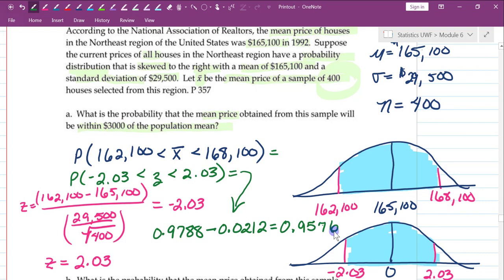So, what is the probability that I randomly select 400 houses from the Northeast, and I calculate their average selling price, and I find out that their average selling price is between $162,100 and $168,100? The probability of that happening is very high at 0.9576.